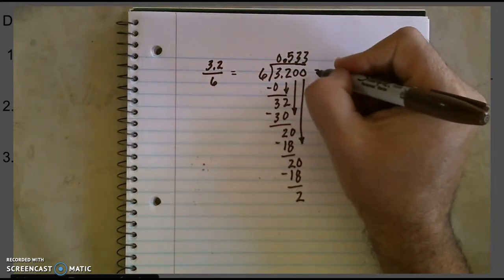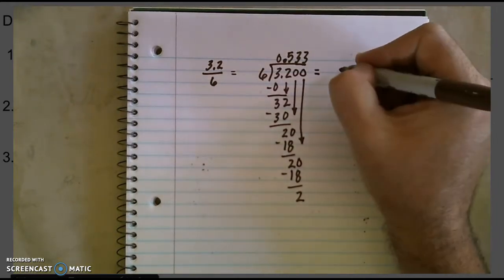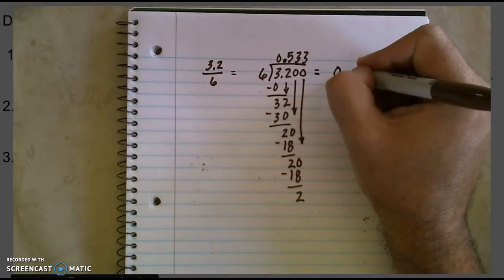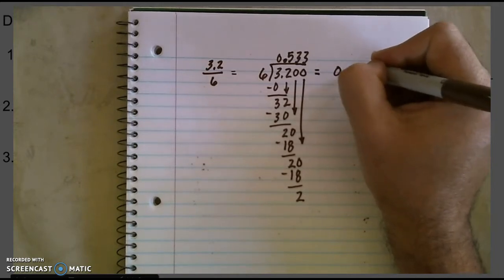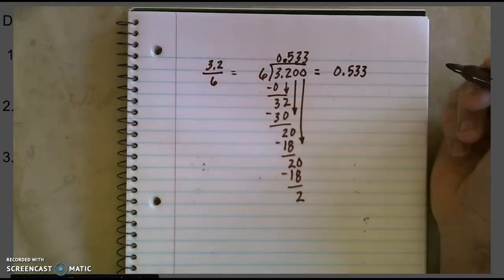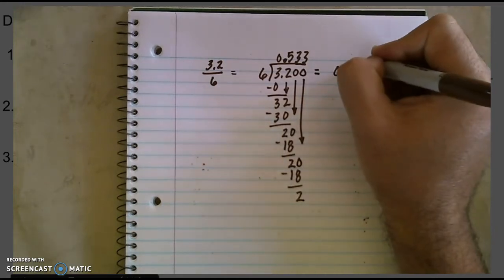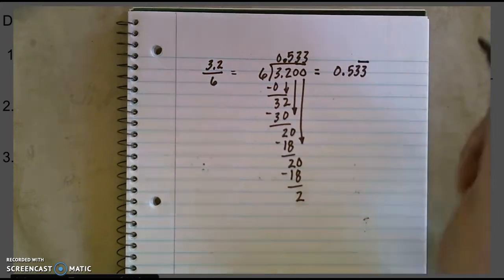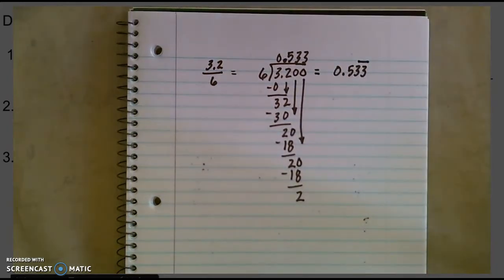The way that we note that there is a repeating pattern is I write my answer down, 0.533. Now what number is going to be the one that keeps repeating? The 3's. So I'm going to put a bar over the 3. Okay? As I said, you're not going to see a lot of these at this level, but I did want an example in your notes just in case.